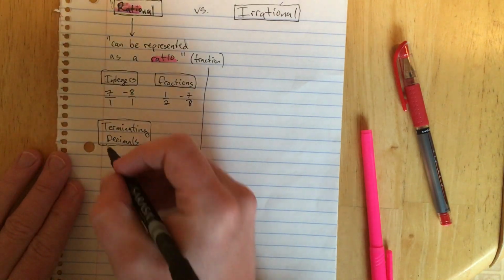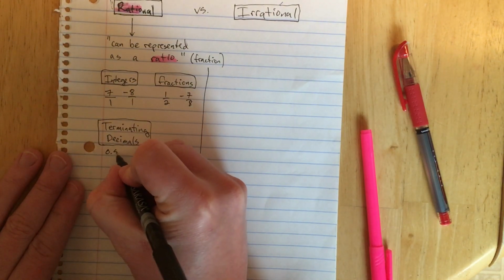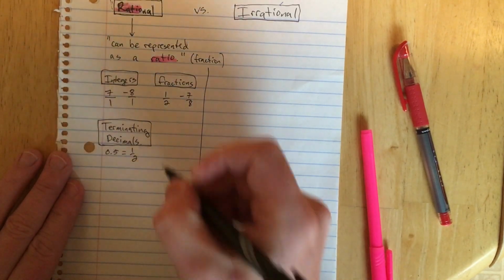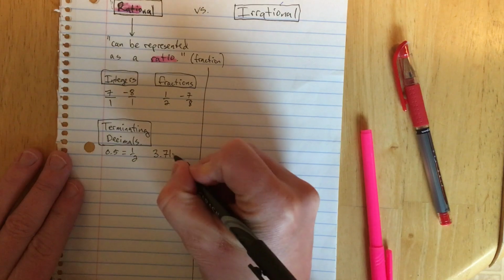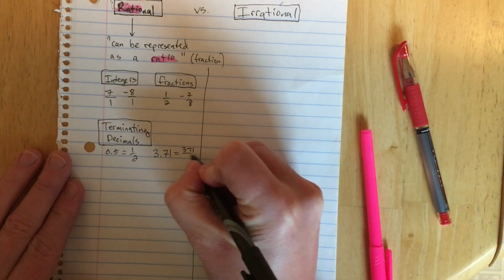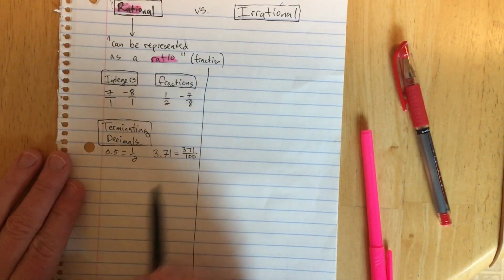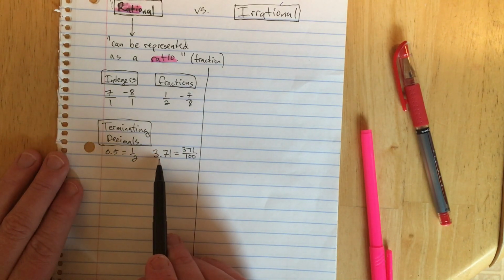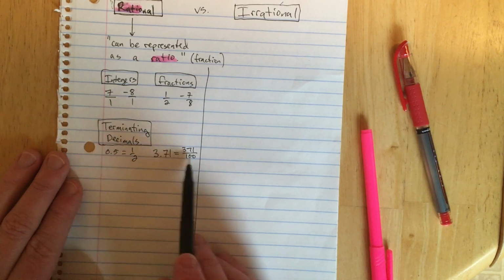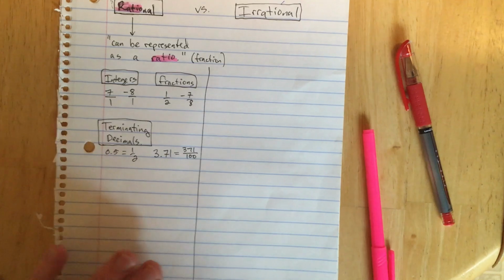For instance, 0.5, that's 1/2. Or 3.71, well, that's 371 over 100. So those can obviously be represented as a fraction. And you can do this no matter how many decimal places it goes. If the decimal stops, then you can represent it as a fraction, therefore it's a rational number.